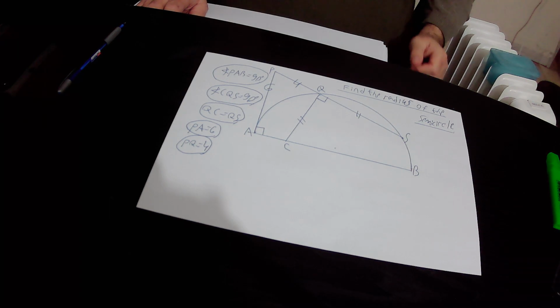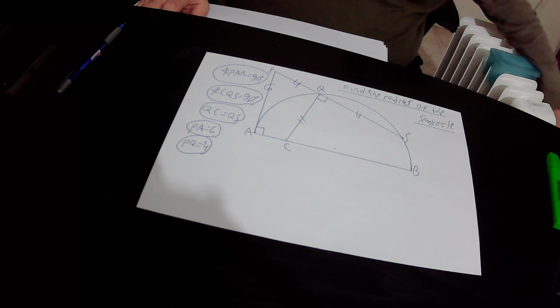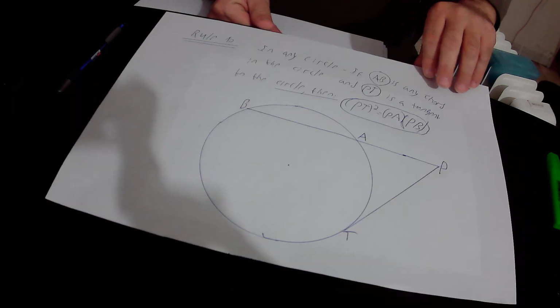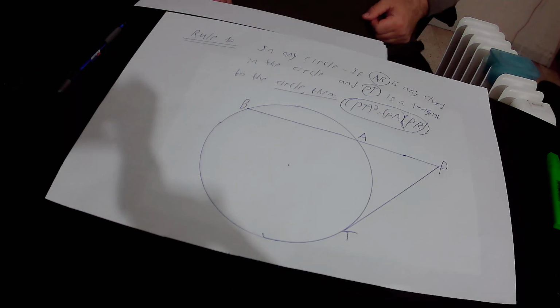So first of all, I will present to you a new rule, and we will implement the new rule in our drawing. The new rule is rule number 10. According to rule number 10, in any circle, if AB is any chord in the circle and PT is a tangent to the circle, then the following equation is true: PT square equals PA times PB.